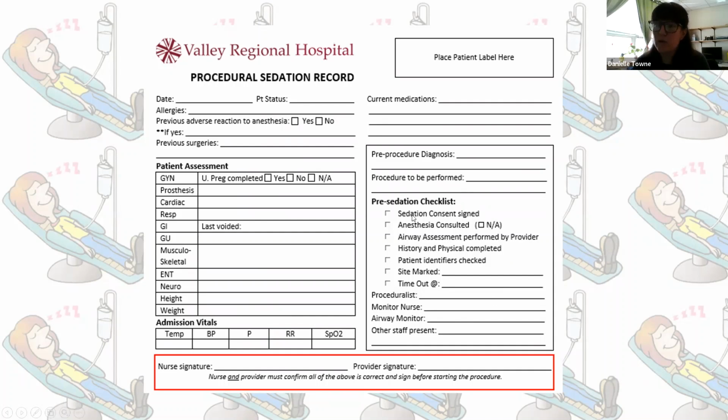You should have reviewed as a group that sedation consent is signed. If you consulted anesthesia, airway assessment is done by the provider, H&P, patient identifiers checked, site marked if you're doing a procedure on a site, your timeout time, who's responsible for what, who else is present, and have both the nurse and provider sign before you start the procedural sedation.